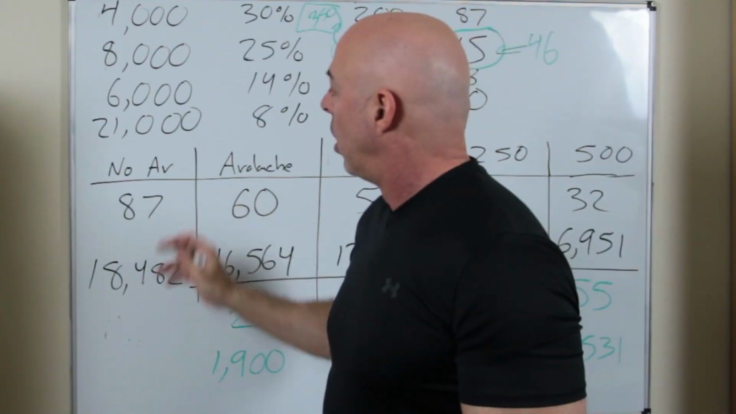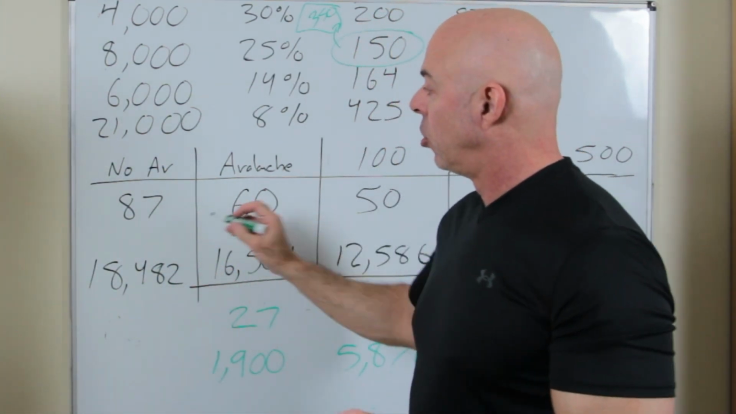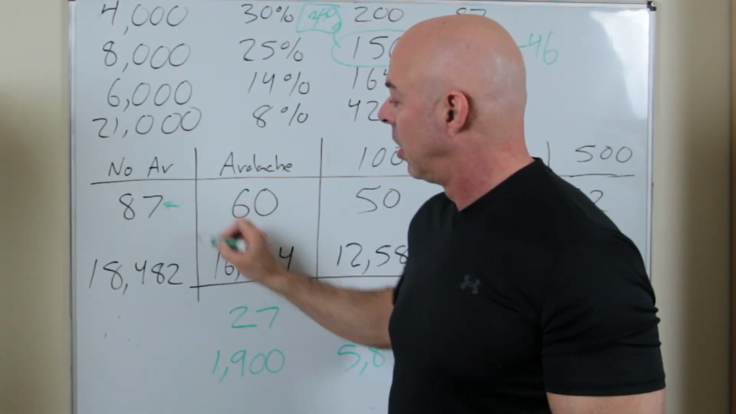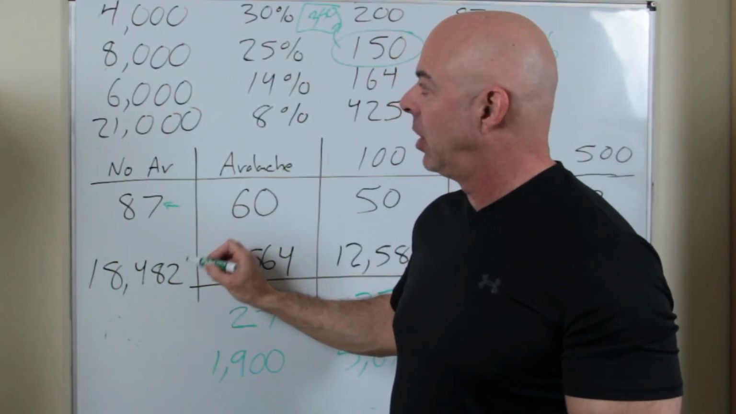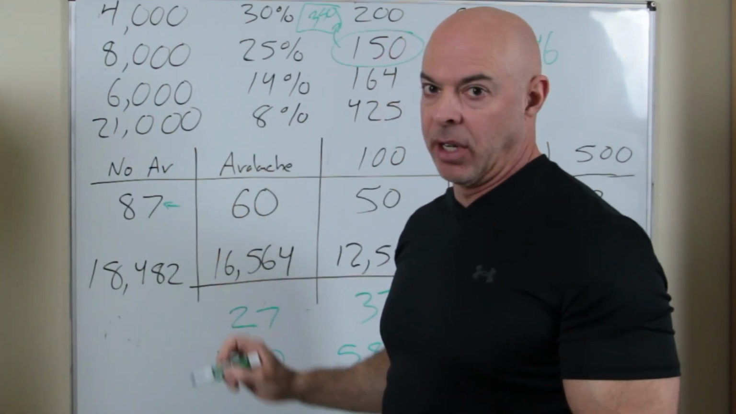Okay, so without using the Avalanche method, that's why you're here learning this, it's going to take you 87 months, and you're going to pay $18,000 in interest. So you'll pay off all this principal plus $18,000 in interest.